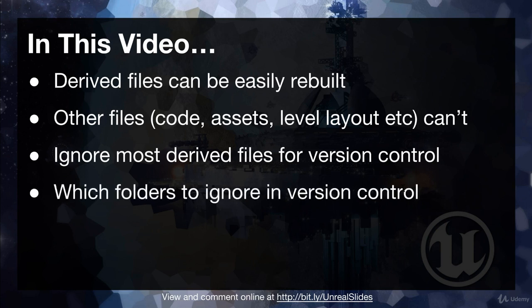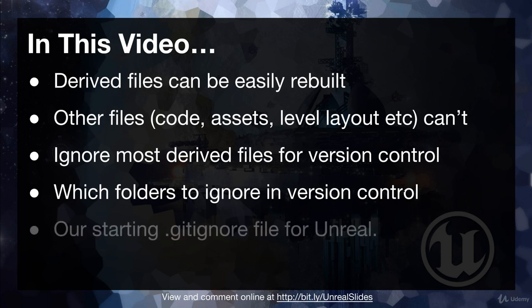And the question is, which folders to ignore in version control? We basically don't want to add everything to version control. It will slow it down and it will make things complicated. If you exclude certain folders automatically, then everything will be faster, your databases will be smaller, you'll take up less disk space, and everything will just be a lot simpler. So we'll end up showing you our starting get-ignore file for Unreal and how we're going to configure that. And if you're using a different version control system, pretty much the same file should work.